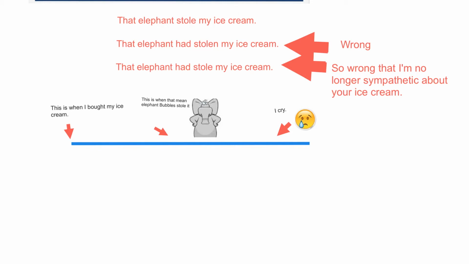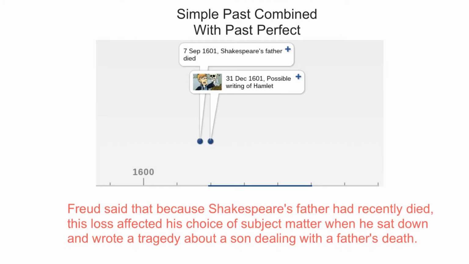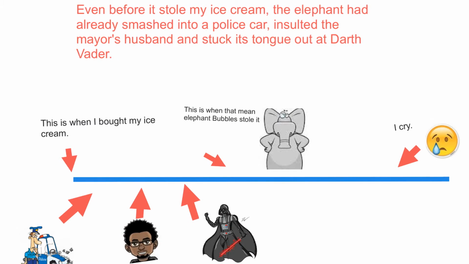Exactly. Now let's talk about when you can use had. Remember what Freud said about the death of Shakespeare's father and the influence it had on the writing of Hamlet? Sure, Freud said that because Shakespeare's father had recently died, this affected his choice of subject matter when he sat down and wrote a tragedy about a son dealing with a father's death. Oh, I see what you mean.